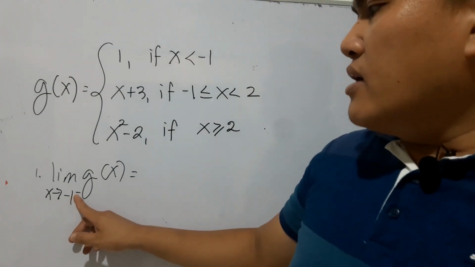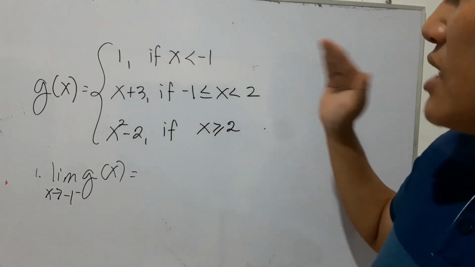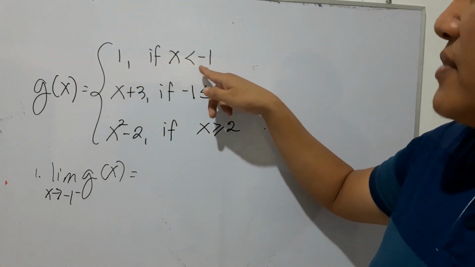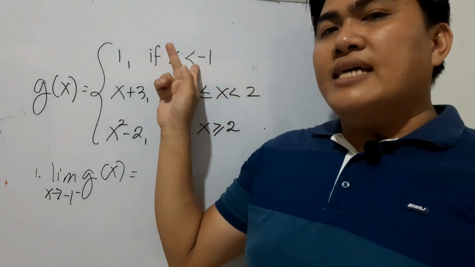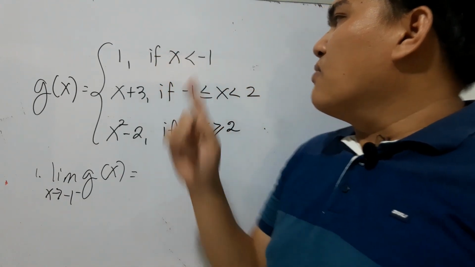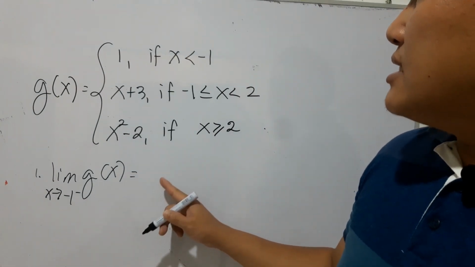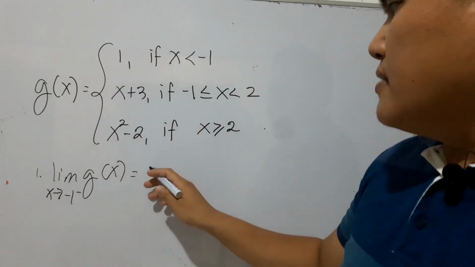So how are we going to solve this? Since we are approaching -1 from the left, we should substitute the value in this part, because from the left of -1 are values less than -1. So when x is -1, this is still 1.